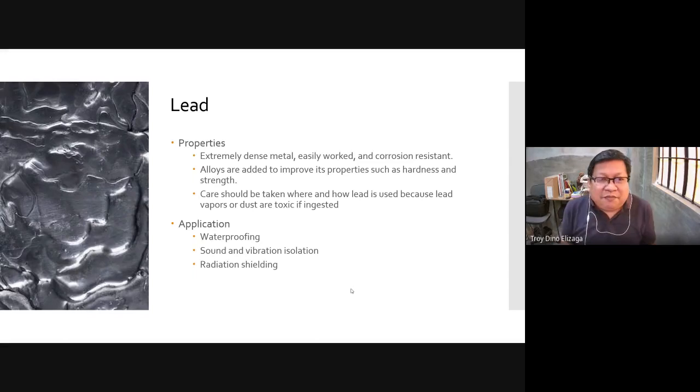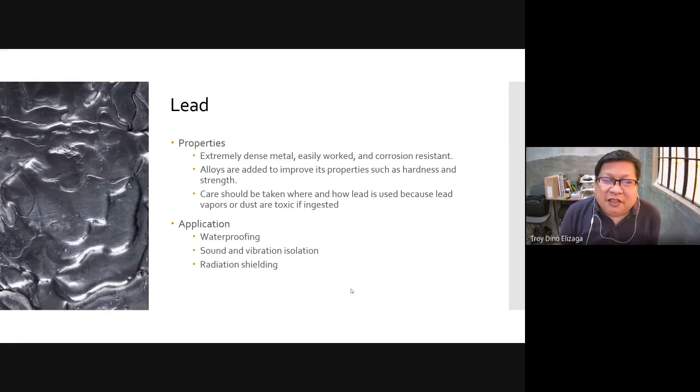Lead, the picture you see here, I chose this because this is how I encountered lead most of the time. It's very, very malleable. It's almost like clay, but a little bit harder than clay. I'm referring to like the Play-Doh, no?